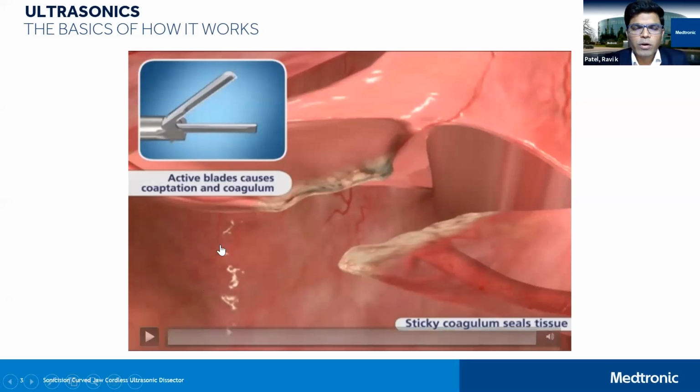So this is how the ultrasonic energy device works. If you have seen, the active blade vibrates in a linear fashion, and the frequency of vibration is 55,500 per second. So that's a very big number, and that's how overall heat is generated through the friction, and that helps to have a tissue effect of dissection and coagulation.